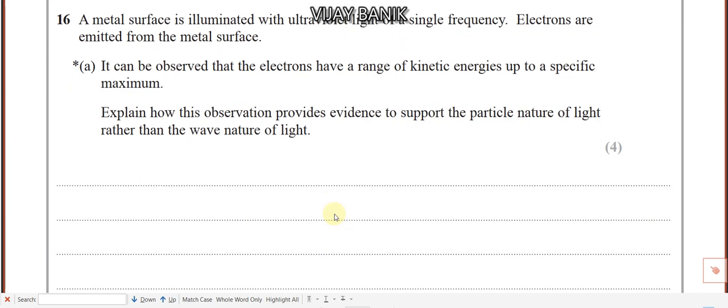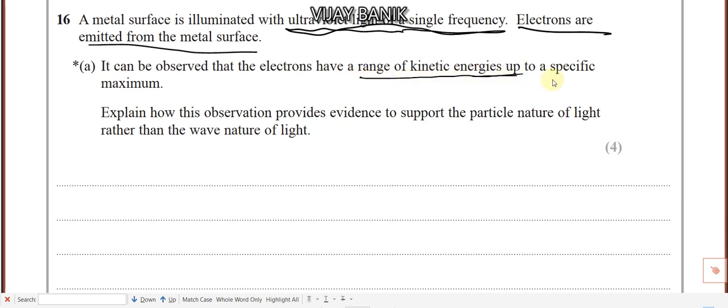Now, a metal surface is illuminated with ultraviolet light of a single frequency. Electrons are emitted from the metal surface. Definitely, this ultraviolet light has energy more than the work function. That is the reason electrons are getting emitted from the metal surface. It can be observed that electrons have a range of kinetic energy up to a specific maximum. Explain how this observation provides evidence to support the particle nature of light.